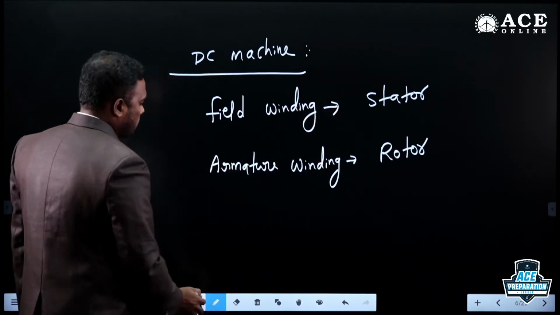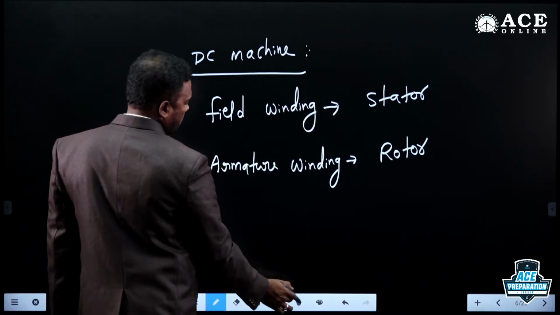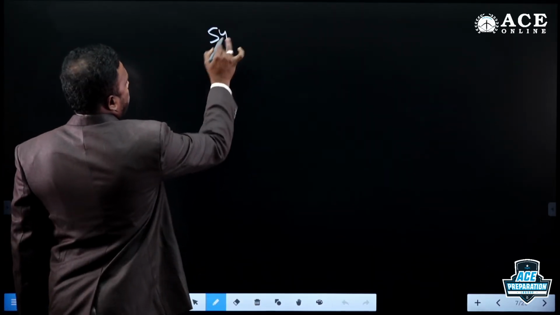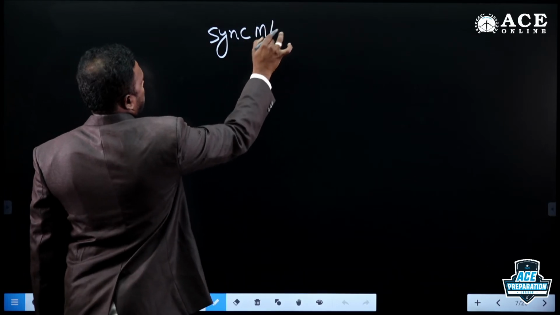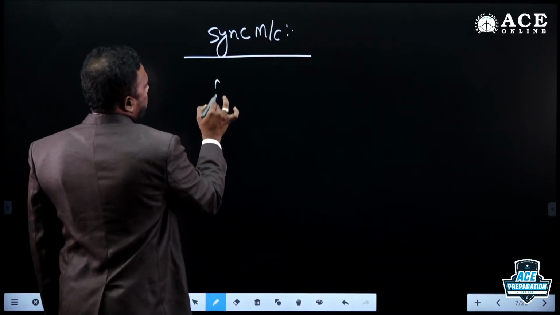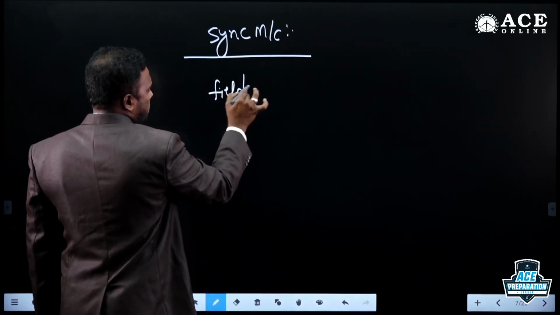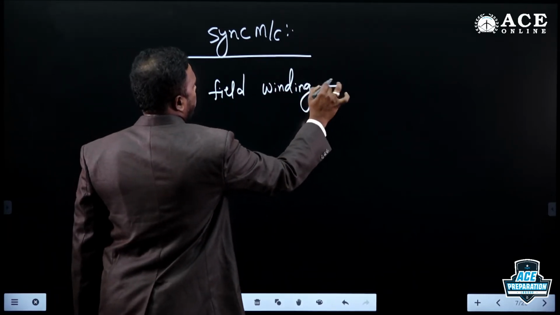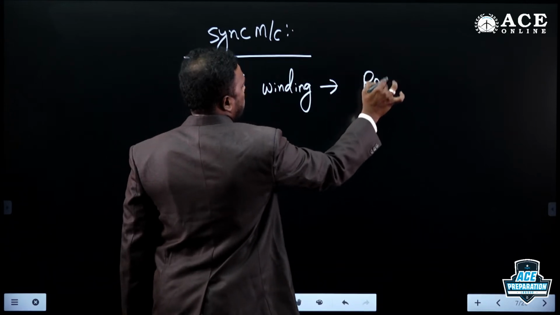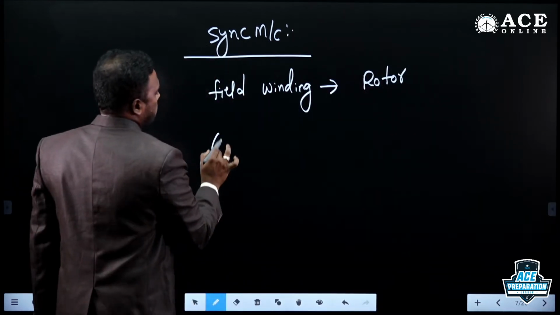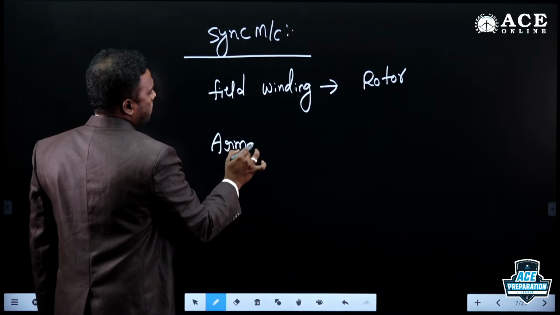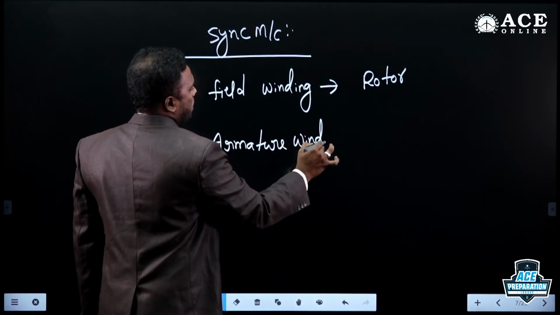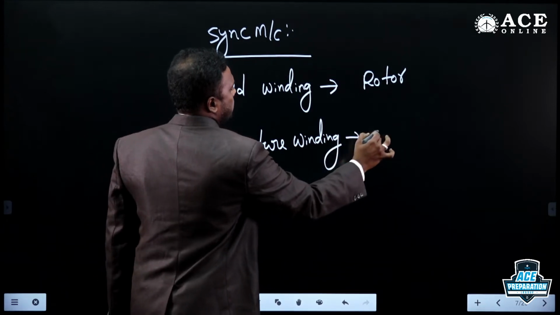But in case of a synchronous machine, where can we place it, tell me? The field winding, generally we place on the rotor, and the armature winding we place on the stator.